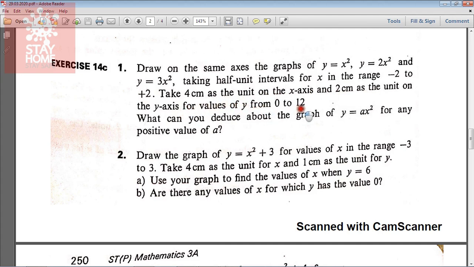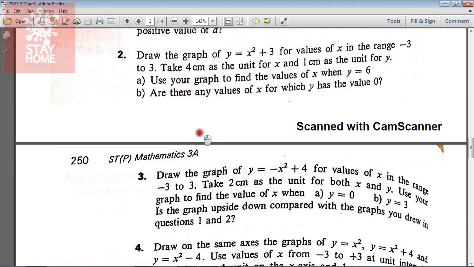What can you deduce about the graph of y equals ax square for any positive value of a? Positive value of a means at the place of a here 2 and at the place of a here 3. So you can draw the graph and tell what will be the difference. When you draw the graph, you can see the difference. What will be the difference?